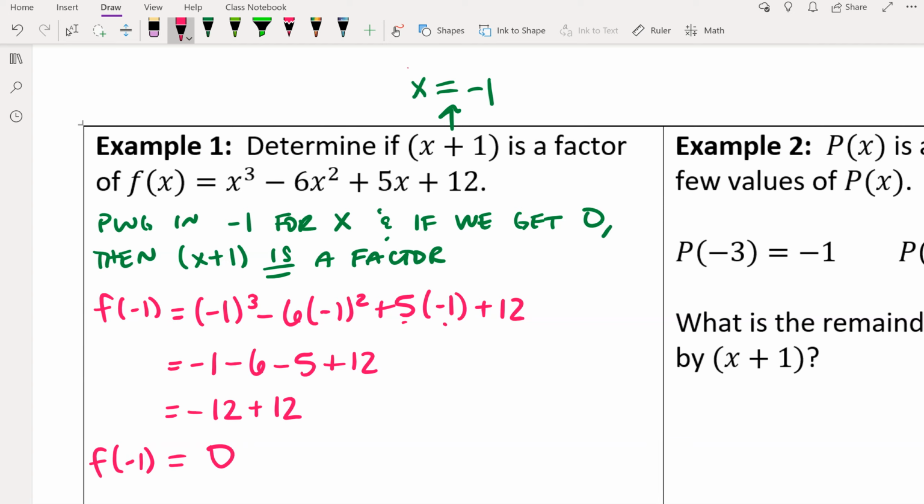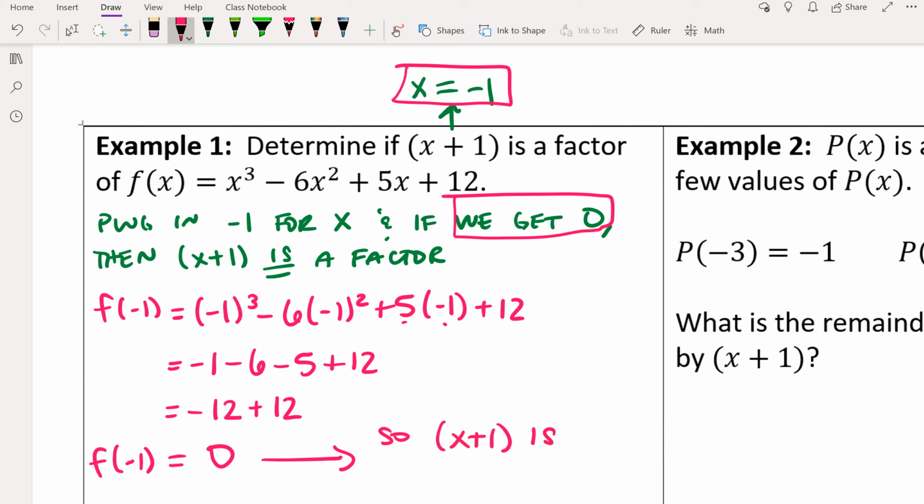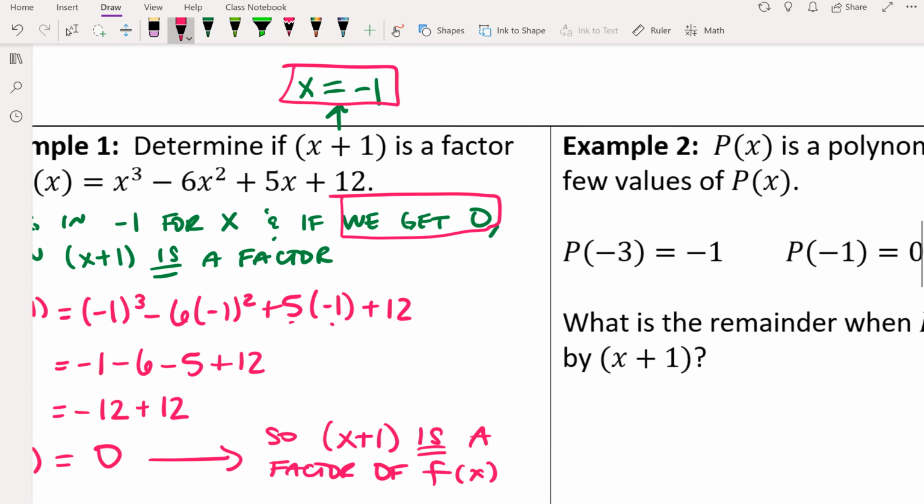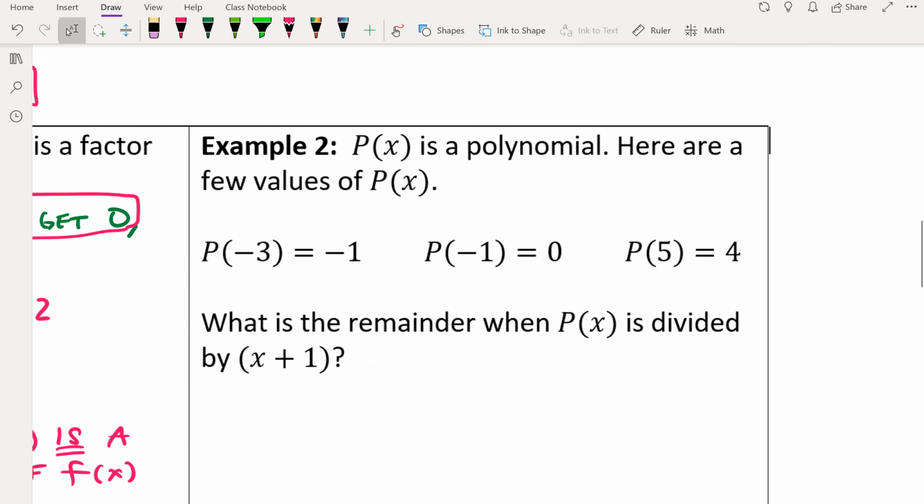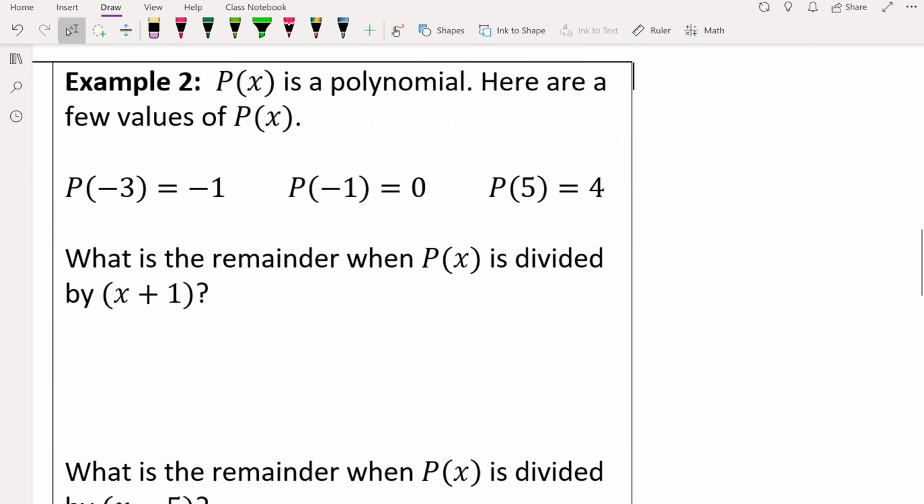We plugged in x equals -1. We got 0. So x plus 1 is a factor of f of x, because we got 0 when we plugged in the root that went with that factor. Okay, let's go ahead and do the next example. See how this is? This is a lot faster than dividing. We're checking the remainder. If the remainder is 0, then it is a factor. Anytime we plug in, we get the remainder.